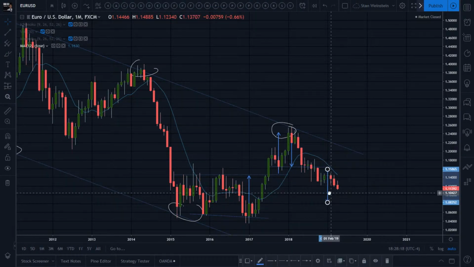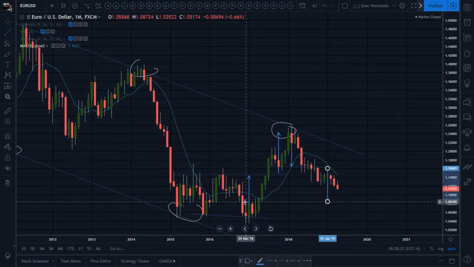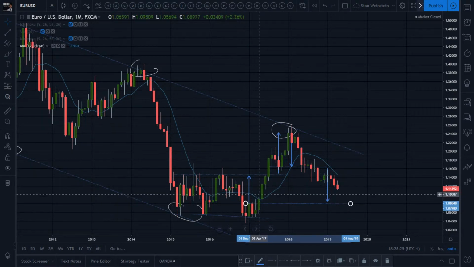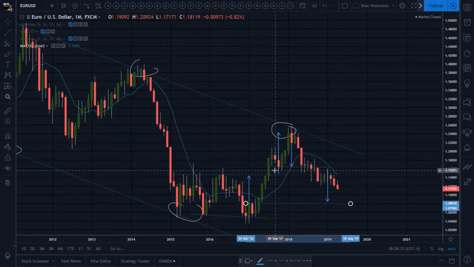Where is that going to bring me? All the way back down here to the wall. The wall is a previous breakout point, previous resistance, now turned support. So that's a nice target. I like that. Nothing much in its way.